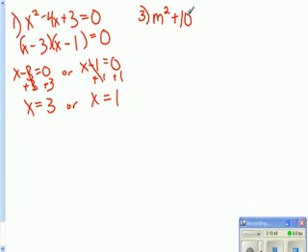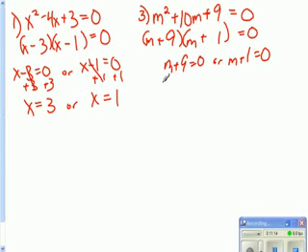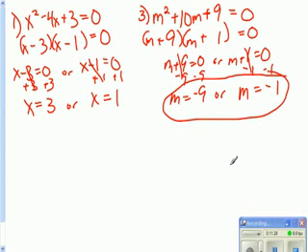We have m squared plus 10m plus 9 equals 0. So again, I'm going to factor it. I've got an m and I've got an m. They're both positives. And I'm going to multiply to get 9 and add to get 10. So it's got to be 9 and 1. Which means either m plus 9 equals 0 or m plus 1 equals 0. If I subtract 9, m's negative 9, m is negative 1. So it's either negative 9 or negative 1. One of those.